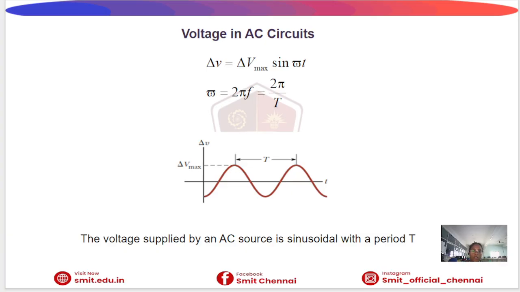Omega is the angular frequency. We know that ω = 2πf, where f is the frequency. The frequency is the number of cycles per second, and the time taken to complete one cycle is the time period. So f is equal to 1 by T. Substituting in this equation, the angular frequency ω is equal to 2πf, or otherwise 2π divided by T. The voltage supplied by an AC source is sinusoidal with a periodic time T.